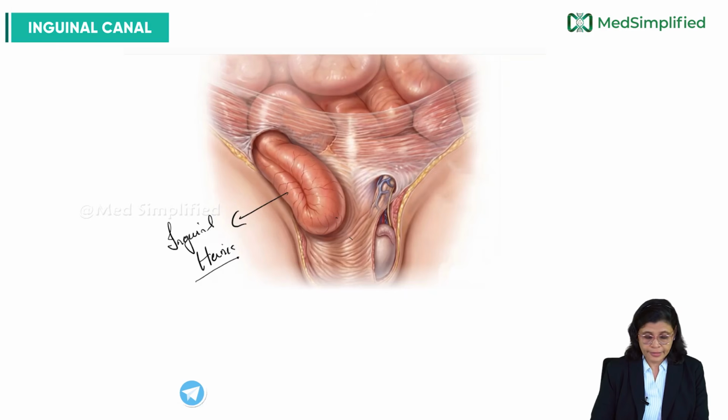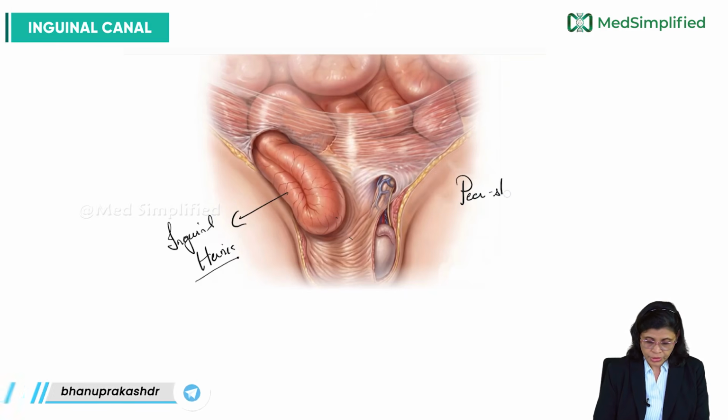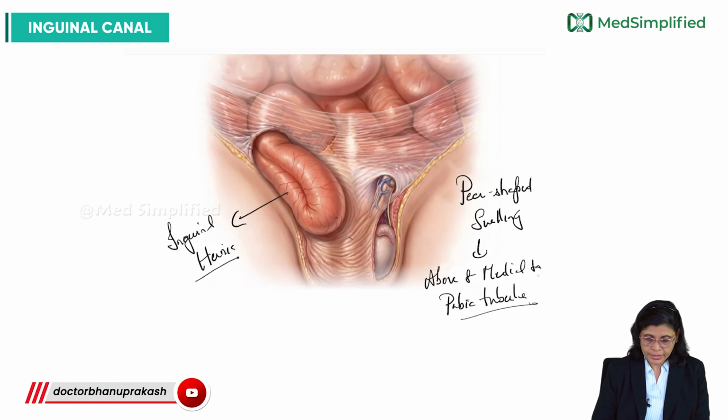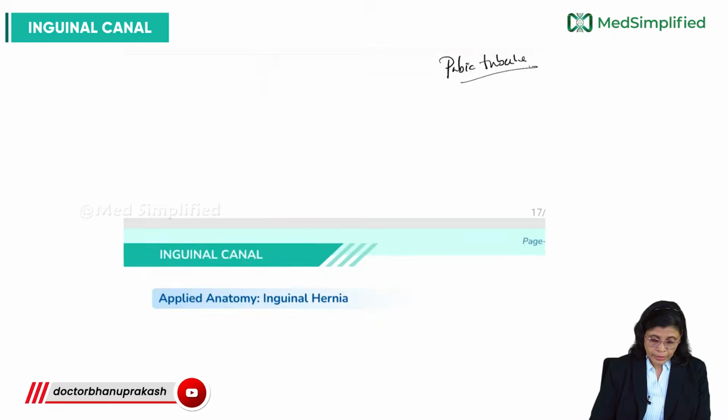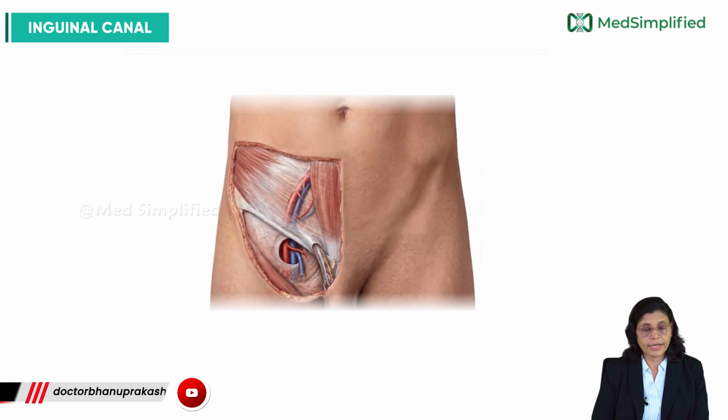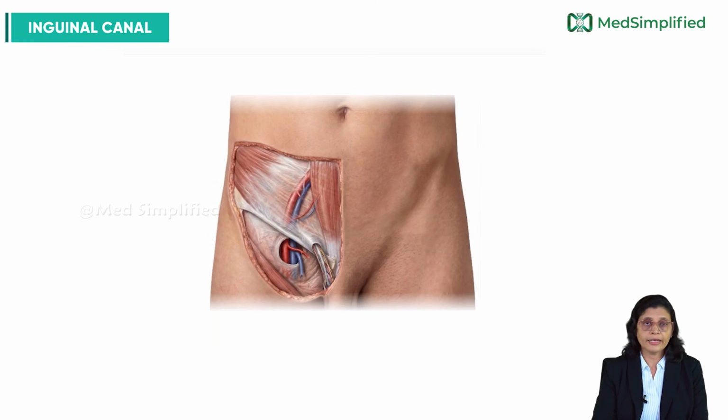So clinically it will present as a pear-shaped swelling. A pear-shaped swelling is seen above and medial to the pubic tubercle. That is just above the inguinal ligament. Now there are two types of hernias: the direct hernia and the indirect hernia.